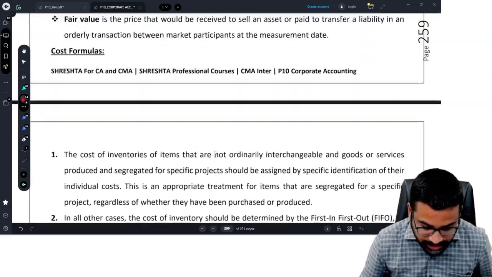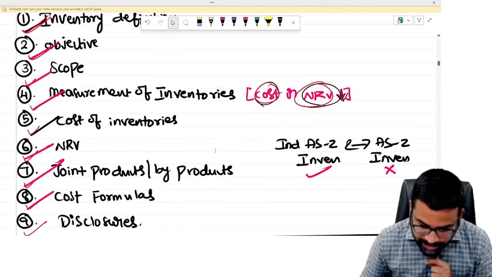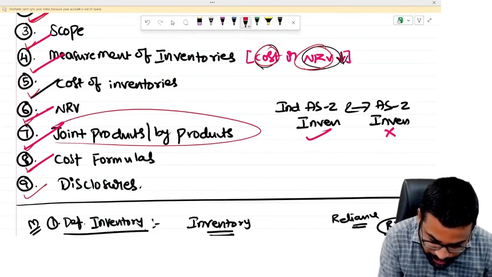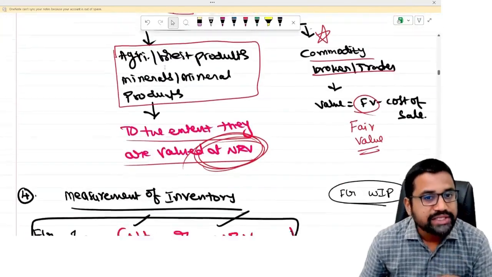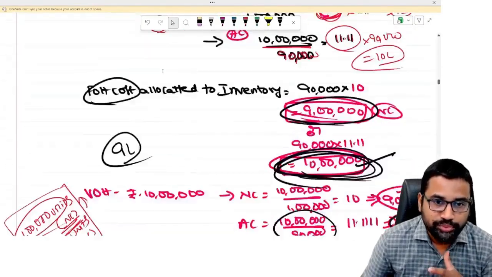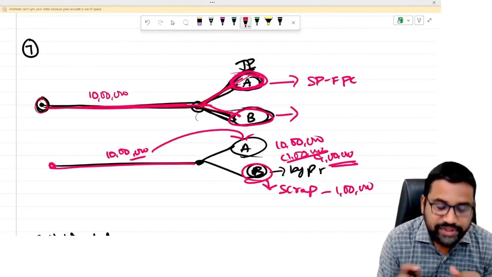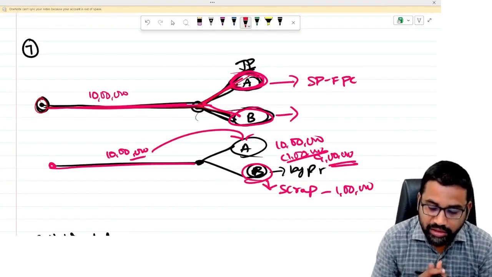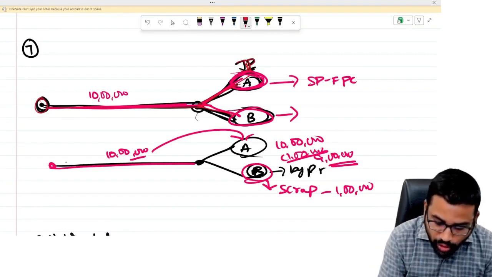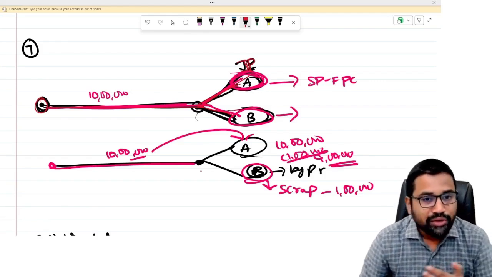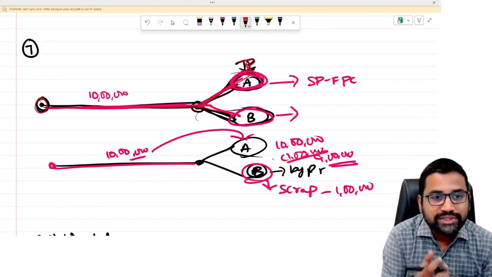Now next, sir. So we discussed the inventory definition, objective, scope, measurement of inventories, cost, NRV, we completed. See, in case of joint products and byproducts, suppose through a common production process you are able to generate 2 or more products and each one has a significant sale value, we call them joint products. Suppose there is a common production process, and out of it 2 products are generated, A and B. We call them joint products when each product is significant, having its own market value. But if out of these 2 products, one has significant market value and the other does not have any significant value, then that product is called a byproduct.